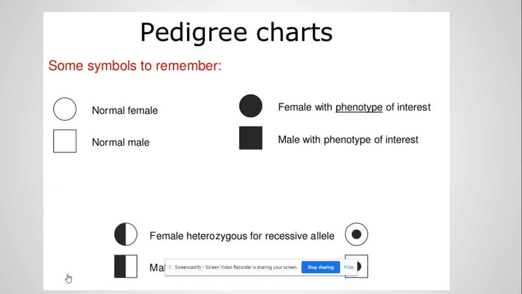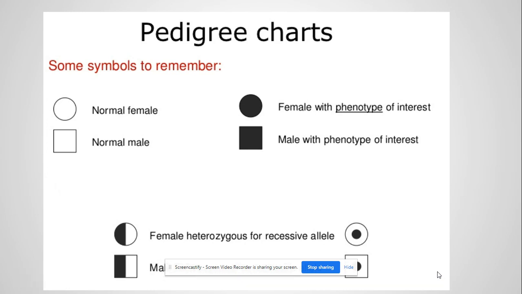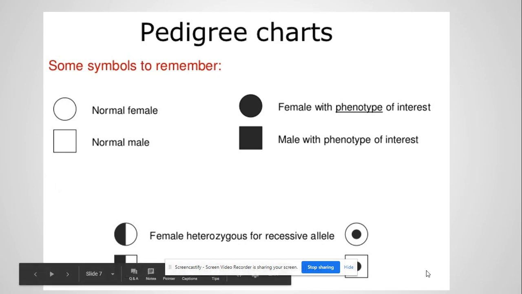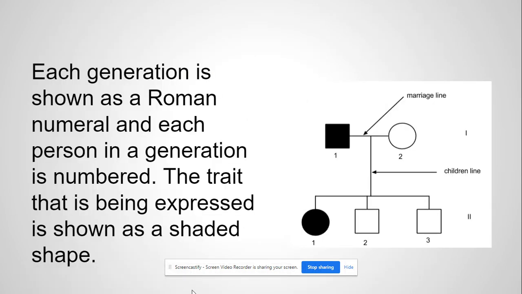Or it wouldn't necessarily be a phenotype, but they would be carrying a disease that you're looking for. There's also half shaded in, which shows that they are a carrier. They carry one of the genes, but they do not possess the specific trait. So they would be half shaded in and would be heterozygous, but we don't always see those in a pedigree chart. Each generation is shown as a Roman numeral.